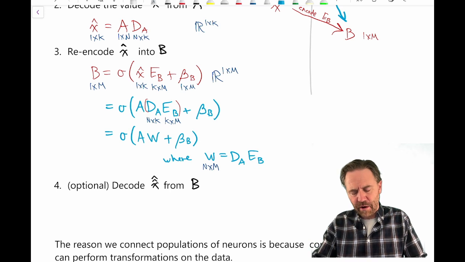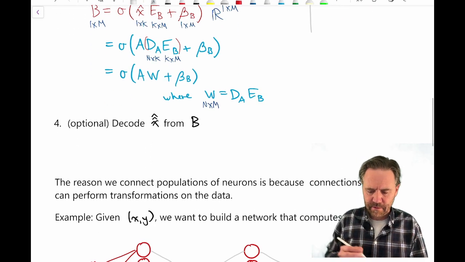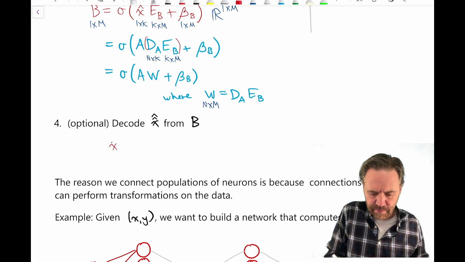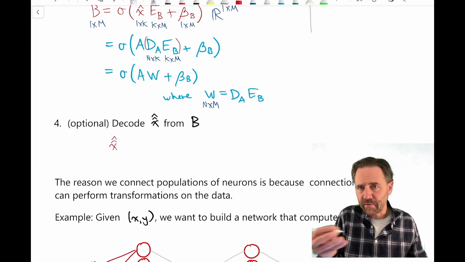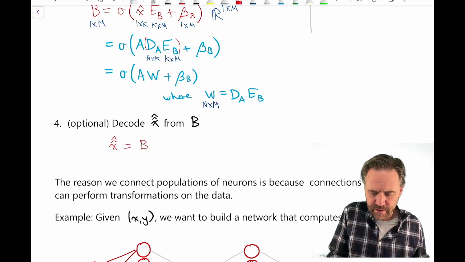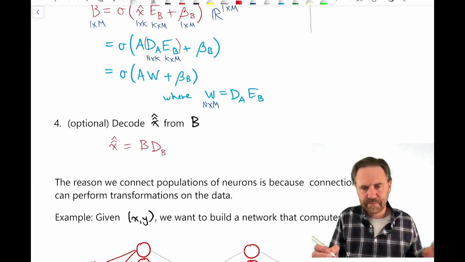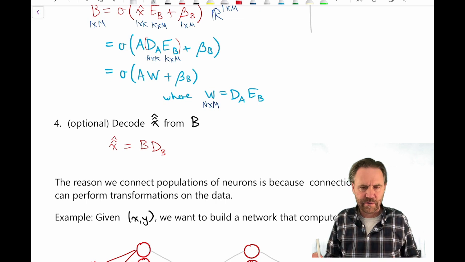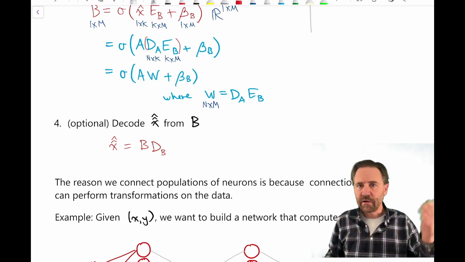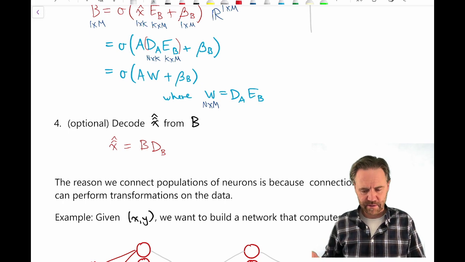And then, of course, if we want, we can decode from B using its decoders. I'll call it x double hat. Thank God we're not doing more populations because this can get awkward. And those D sub B, those optimal linear decoders for population B, could be solved for using least squares, the same deal.